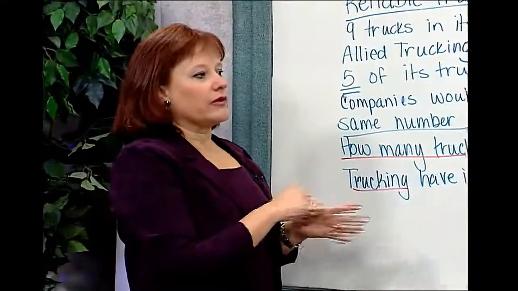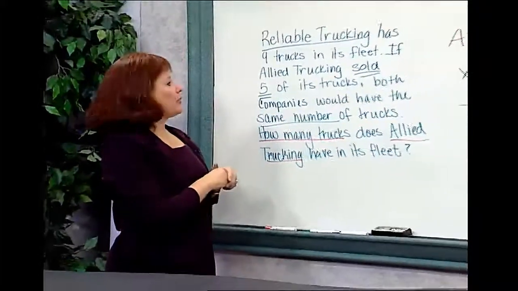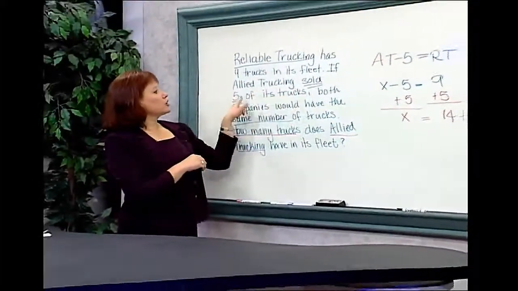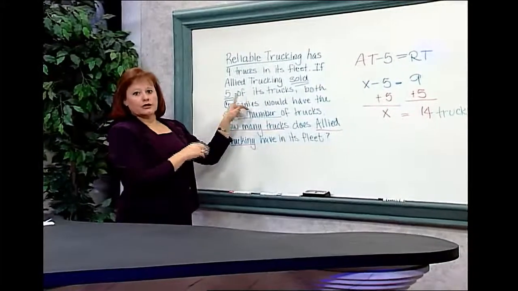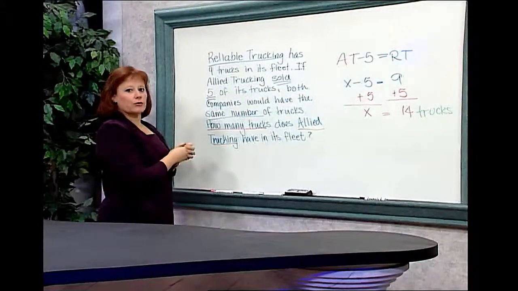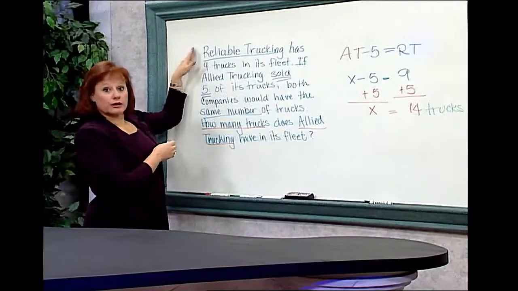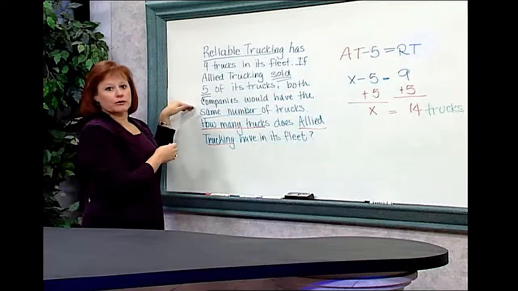Okay, we have discovered that Allied has 14 trucks in its fleet. Let's see if it makes sense in our problem. It says if Allied Trucking sold 5 of its trucks. So if it had 14 and it sold 5, 14 minus 5, it would have 9. If I come back and look, Reliable Trucking has 9 trucks. So sure enough, both companies would have the same number of trucks.